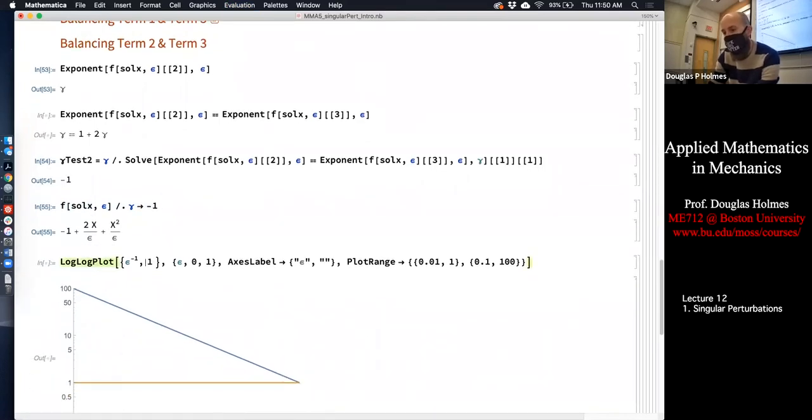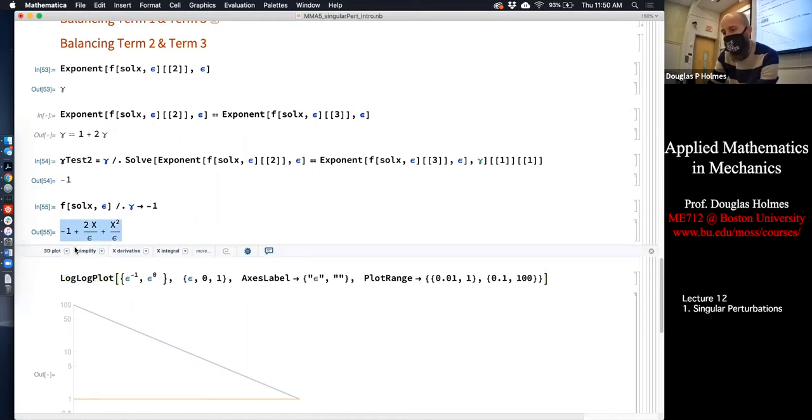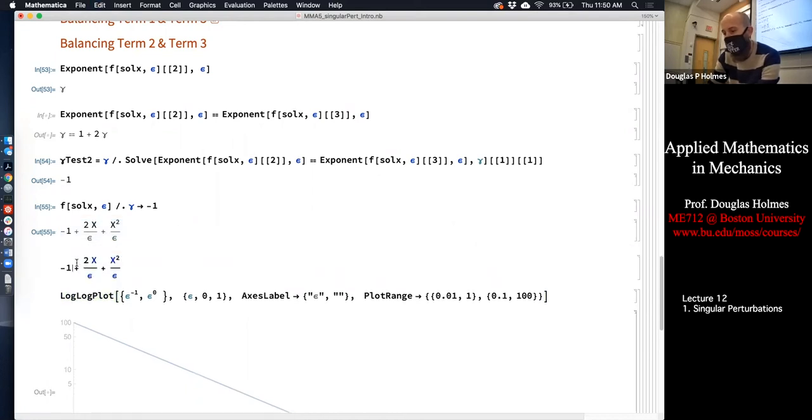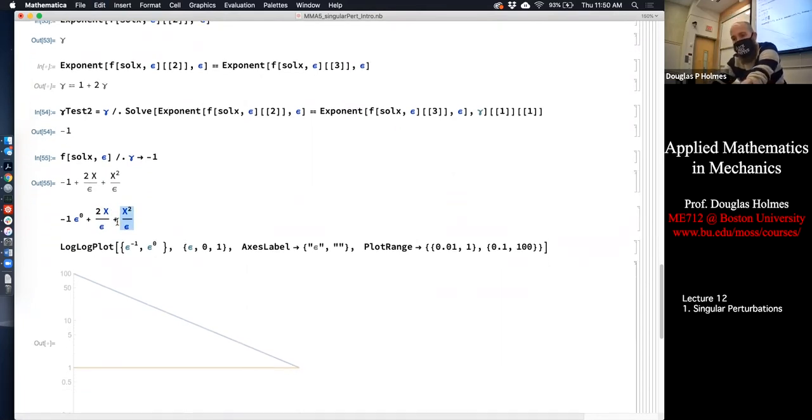And I'll do this again for clarity. You can think about this term as being epsilon to the 0, plus 2x over epsilon, and x squared over epsilon. So two terms have the same relation to epsilon. Again, these two terms both go as 1 over epsilon, and this other term just goes as order 1.